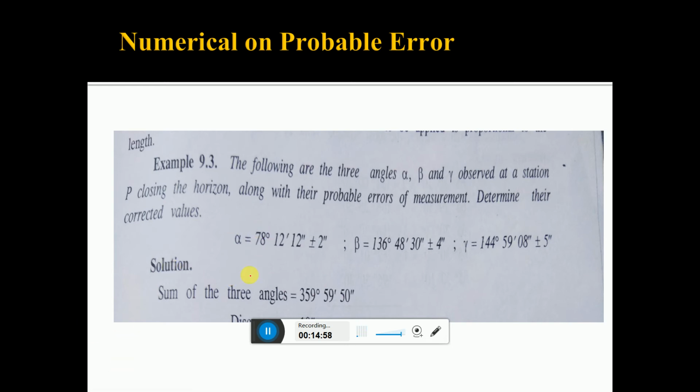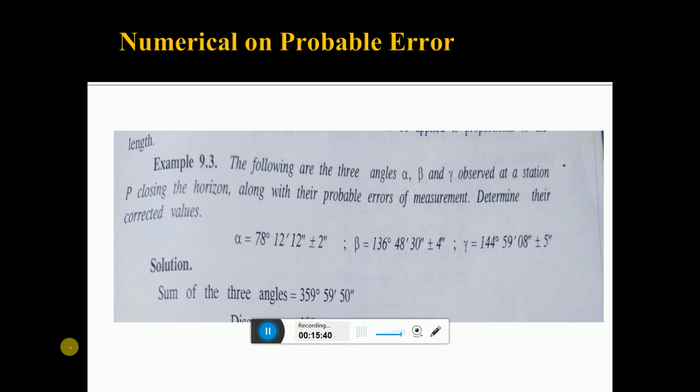This is a simple example. Angles alpha, beta and gamma, these three angles are measured at a particular point at a station closing the horizon. That means the theoretical condition is that alpha plus beta plus gamma must be equal to 360 degrees. So we have to find out the corrected values of alpha, beta and gamma. The sum of the three angles alpha, beta and gamma is 359 degrees, 59 minutes and 50 seconds.